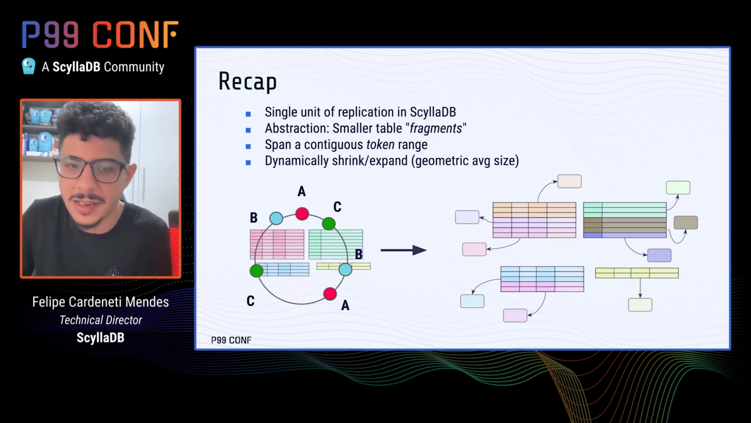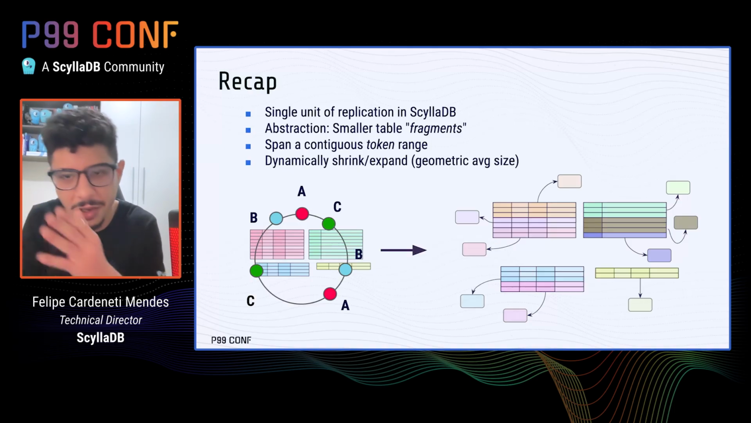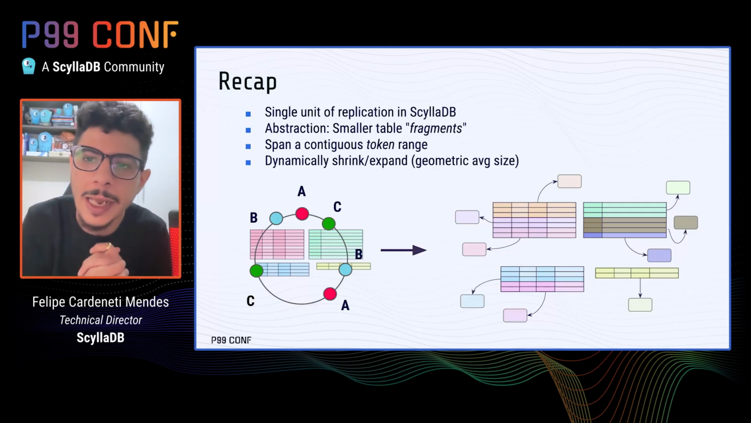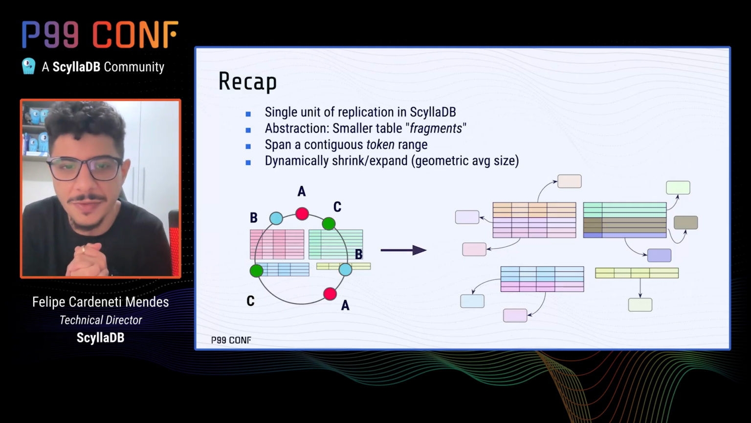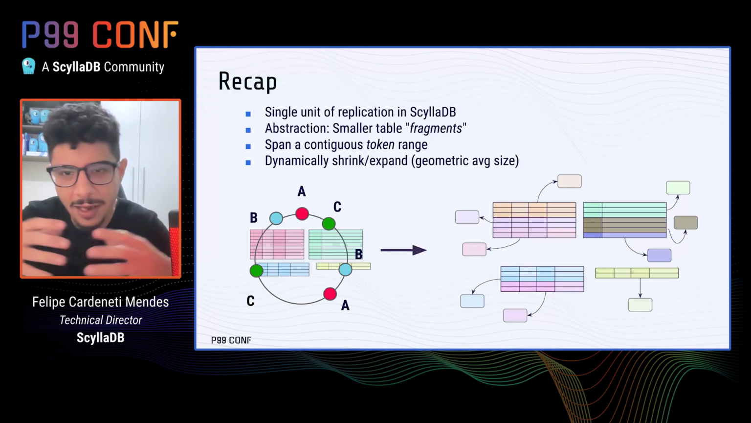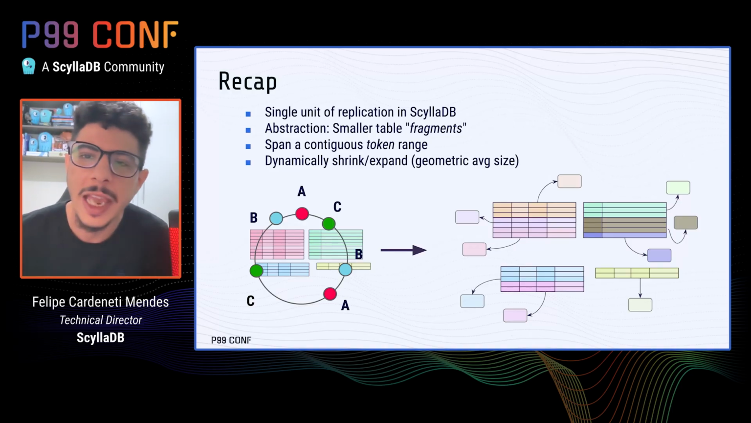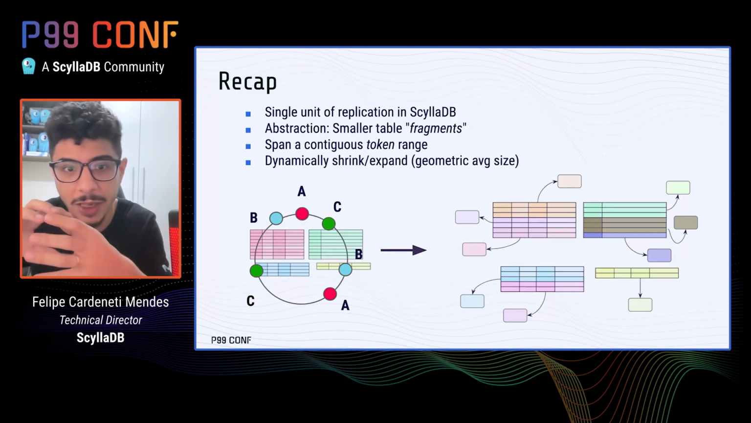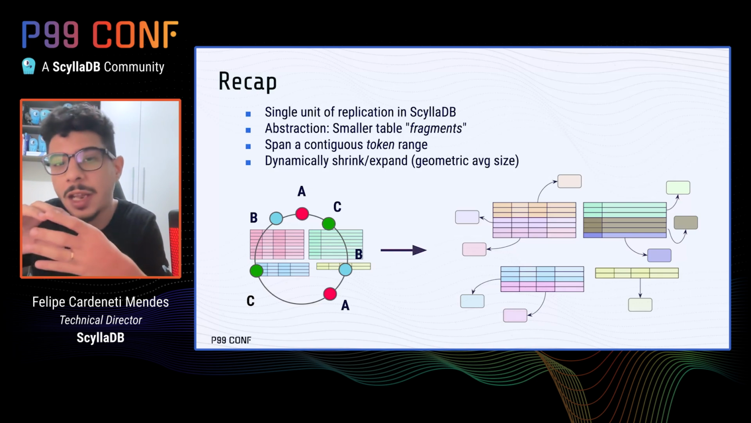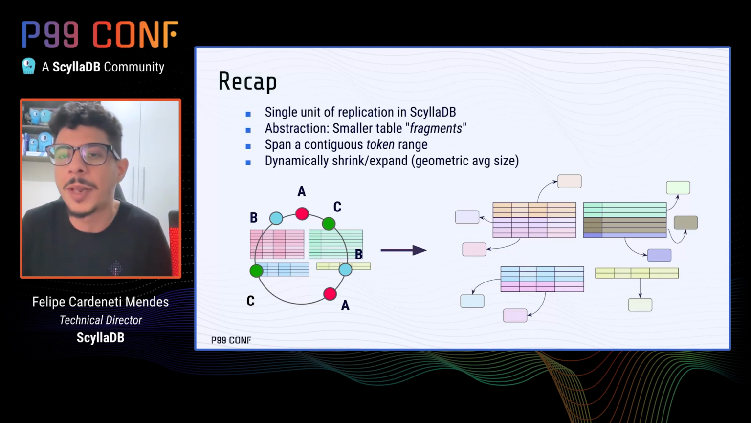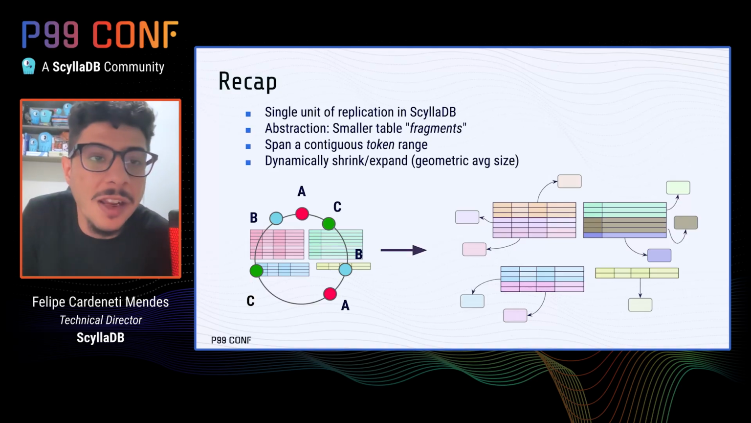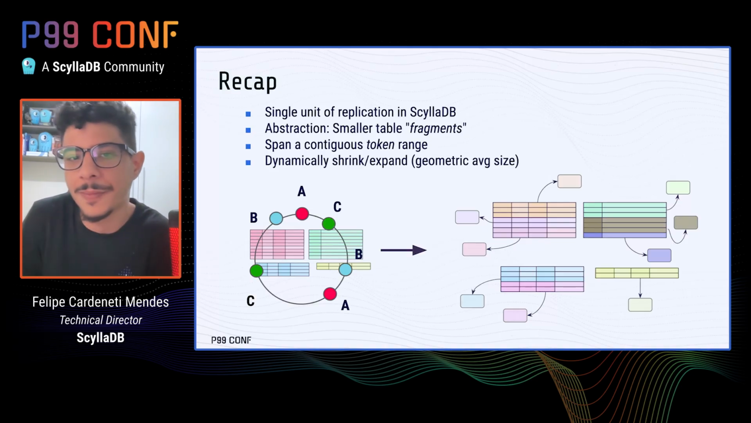You can think of it as an abstraction where data in a table gets divided into smaller fragments. That's how I like to visualize it, really. And each of these fragments, or tablets, spans a contiguous token range that can dynamically get merged with other existing tablets, or it can get split to create new tablets according to a given geometric average size, which by default is 5 gigabytes in size.